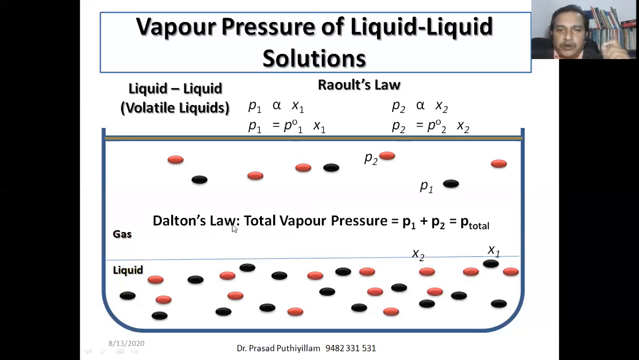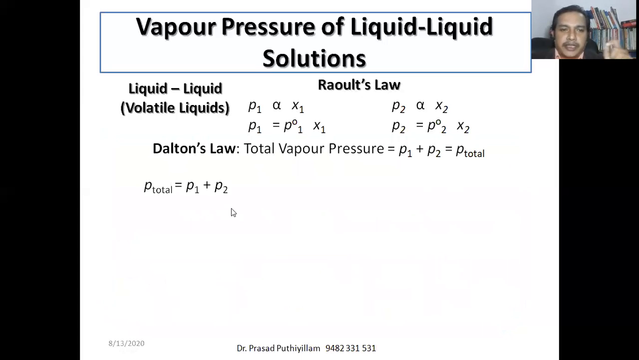Now, according to Dalton's law of partial pressures, the total vapor pressure exerted by the components will be the sum of the individual components. Therefore, P total is equal to P1 plus P2. Substituting the values of P1 and P2, where P1 is P1⁰ X1 and P2 is P2⁰ X2, we can rewrite it as P1⁰ X1 plus P2⁰ X2. Now here, X1 and X2, if you take the sum total, X1 plus X2 equals 1.